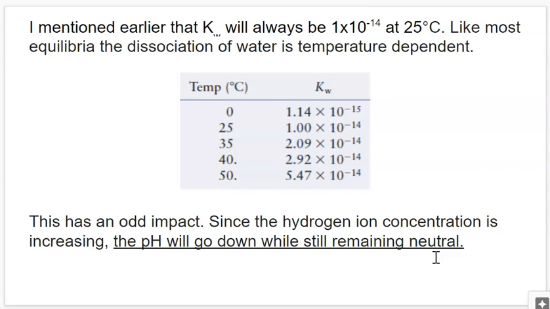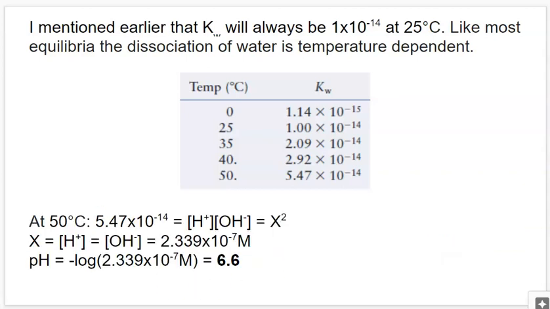So basically, if you increase the temperature, the number of the pH that's considered to be neutral is going to slowly drop. For example, say at 50 degrees Celsius, our Kw is 5.47 times 10 to the negative 14. If I use that in the equilibrium expression and solve for the hydrogen and hydroxide ion concentrations, I'm going to get 2.339 times 10 to the negative 7 molar. And if I plug that into my pH expression, I end up with 6.6. So in this case, 6.6 is still neutral, even though it's below 7, because we're at a higher temperature and our equilibrium constant has changed.